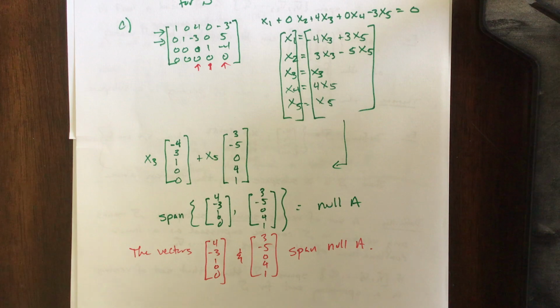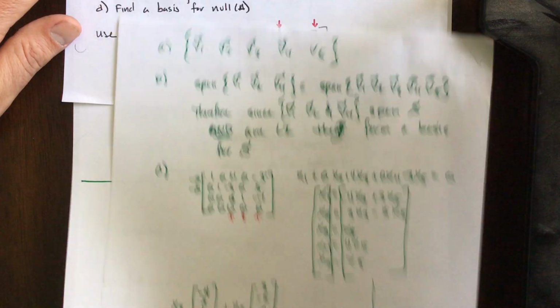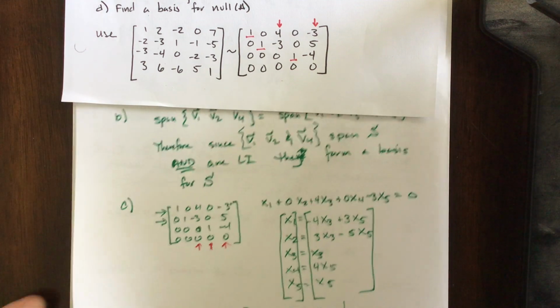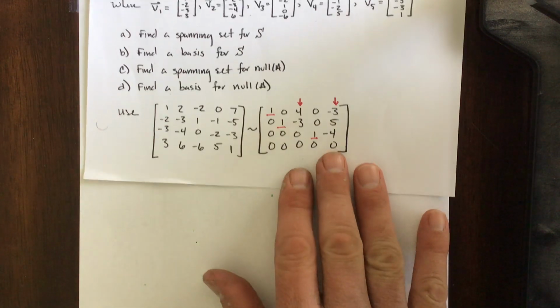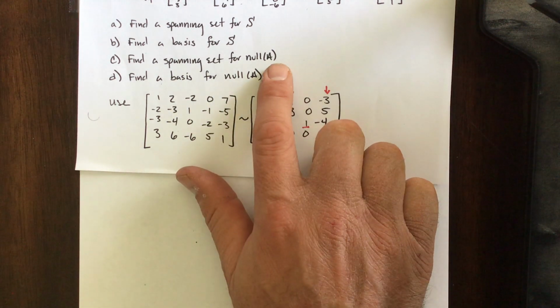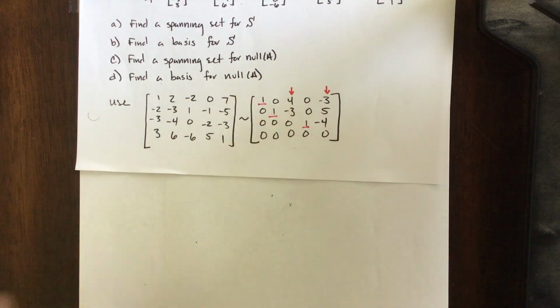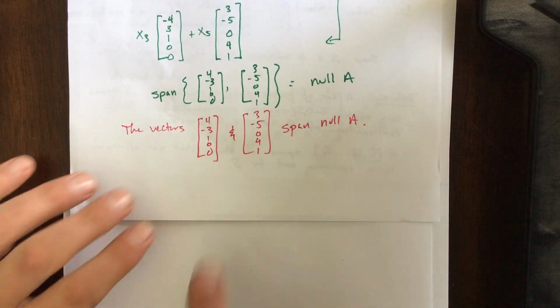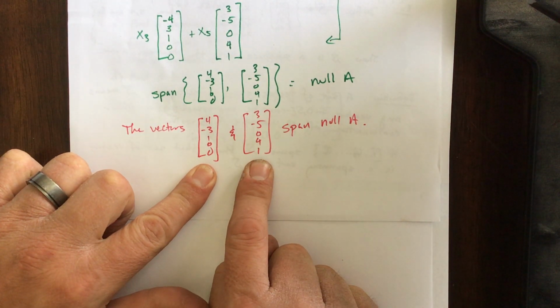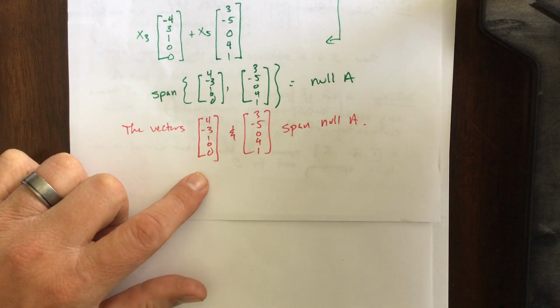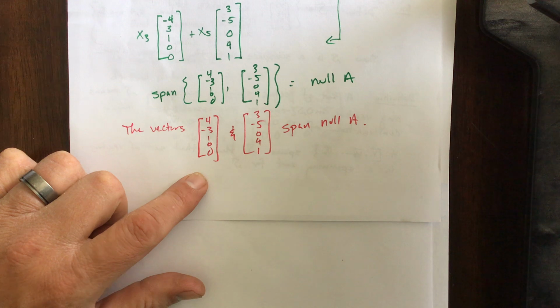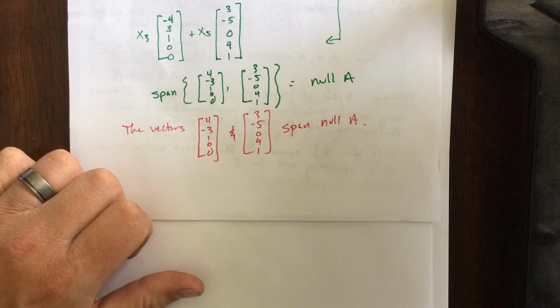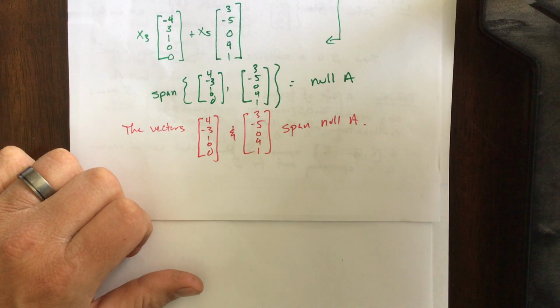Okay. Let's see what else. Find a spanning set for the null space of A. We've done that. Find a basis for the null space of A. Now, if we're going to find a basis for null A, first we need a spanning set for null A. This is a spanning set for the null space of A. Now, since there are only two vectors in my spanning set, all I have to do is make sure neither vector is a scalar multiple of the other.